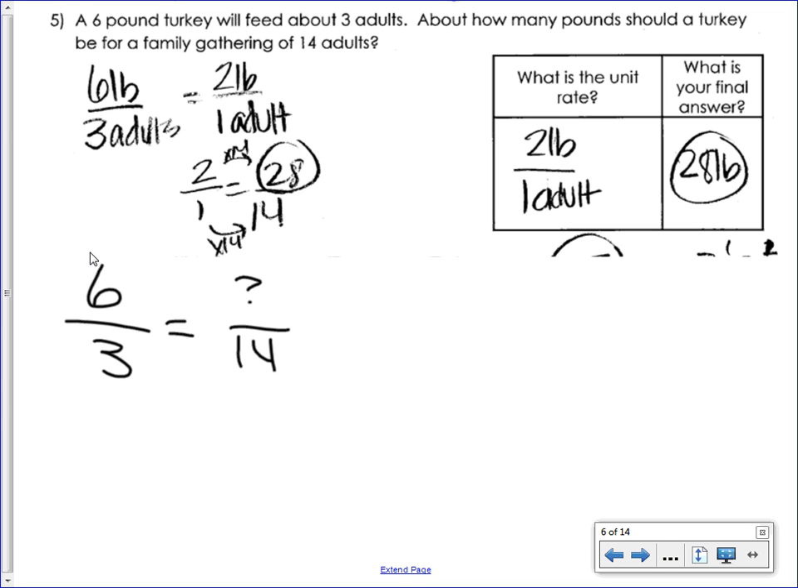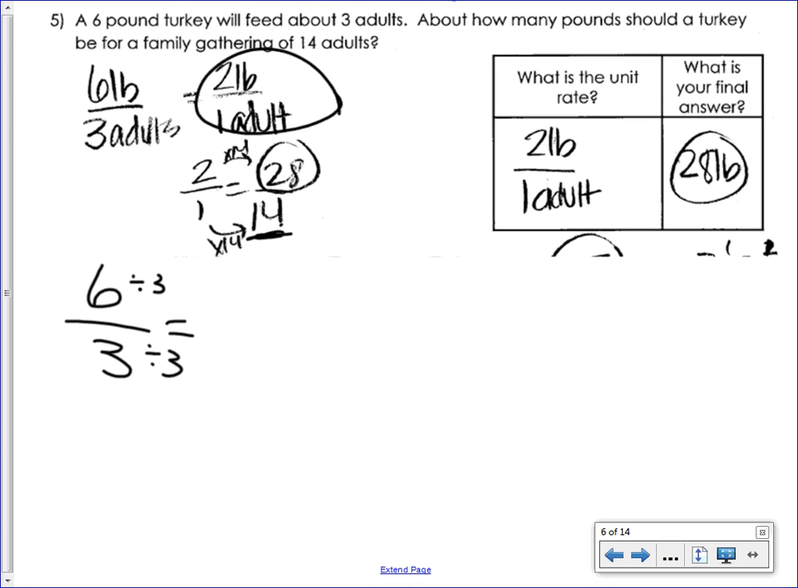Is there a number that goes into both 6 and 3? 6 and 3 share a common factor, Emma? 3. So I'm going to divide the top and the bottom by 3, and that's where I'm going to get my unit rate. Now, you set up your unit rate, 2 pounds to 1 adult. You're going to put your 14 adults on the bottom. Remember which one's on the bottom, which one's on the top. If you flip it, you're going to get the wrong answer.